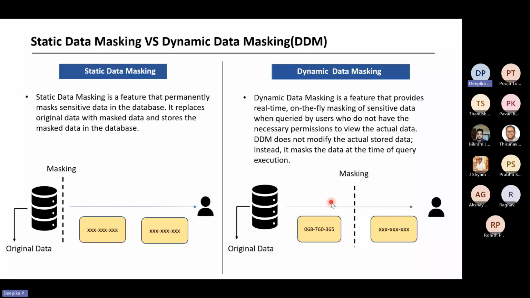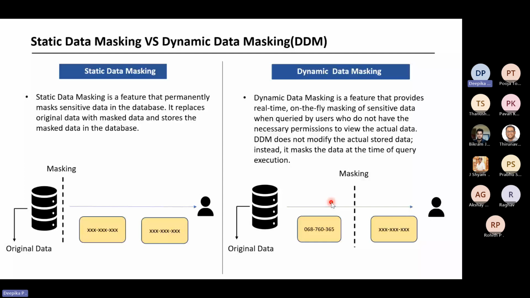So an authorized user can see the data when they try to retrieve it. An unauthorized user can't see the data when they try to retrieve it. They can only see the masked data. So in this session, we are focused on dynamic data masking only.